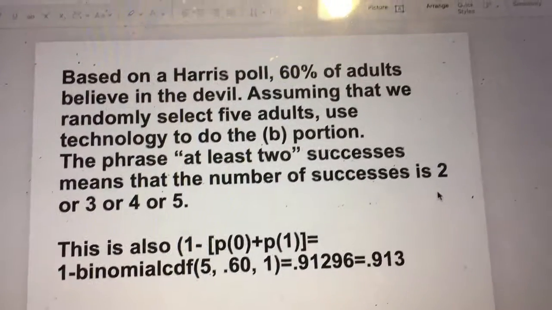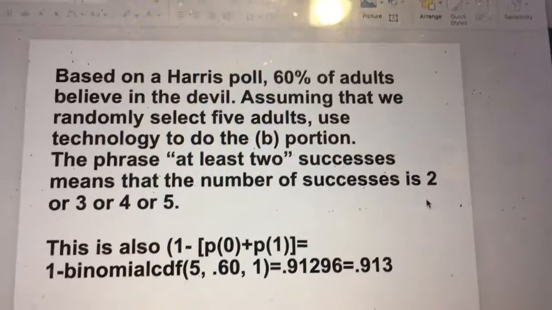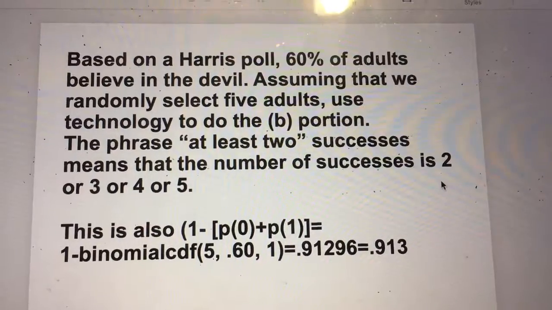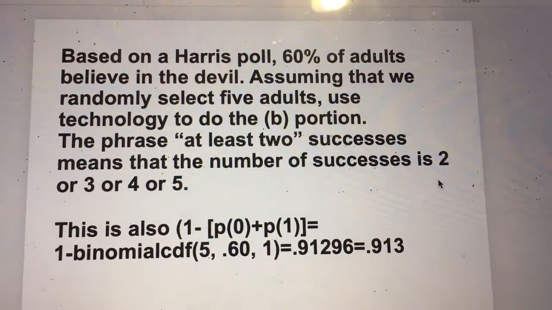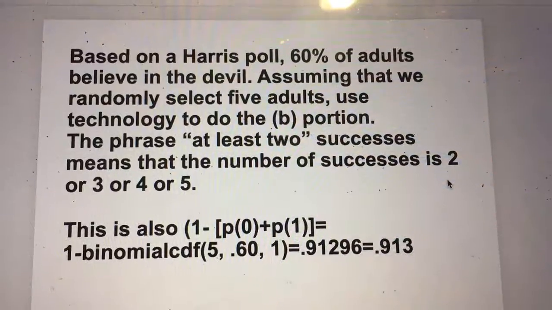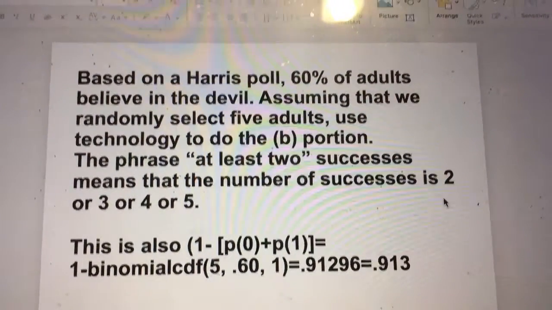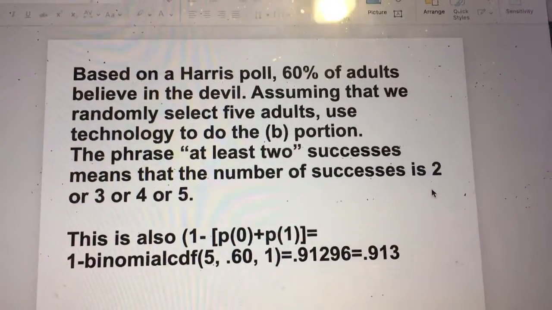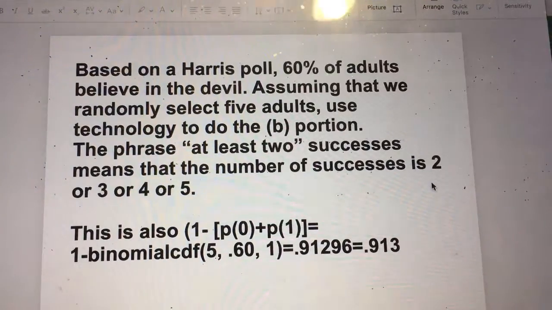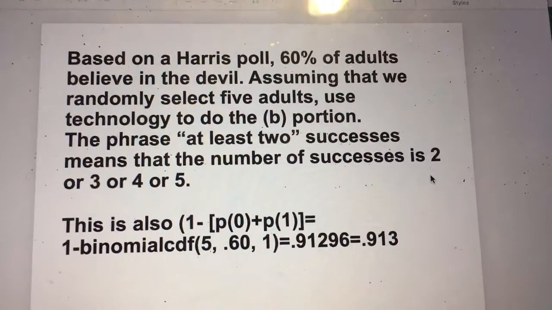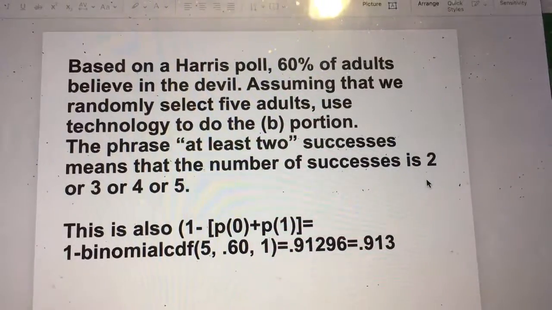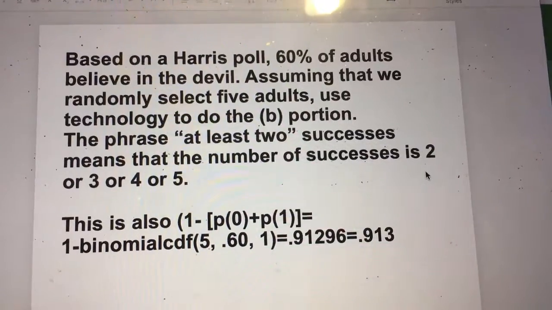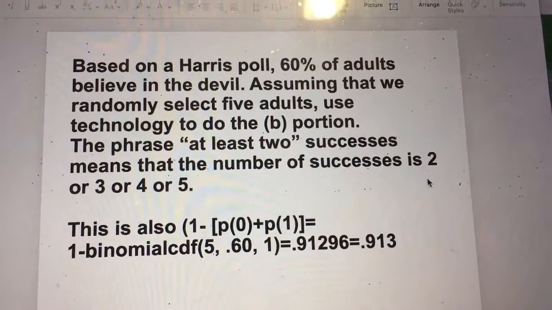Okay, so now let's use our calculator on this same problem based on a Harris poll, 60%, blah, blah, blah. Okay, so the A portion is, it says using the technology to do the B portion. Now I'm going to do both of them because I really want you to get very handy with using your calculator. So on the first one, I'm going to set up just a binomial PDF. The binomial PDF is what we want to use when we just want one value, the probability of exactly 3 out of 5. So I'm going to show you that one first.